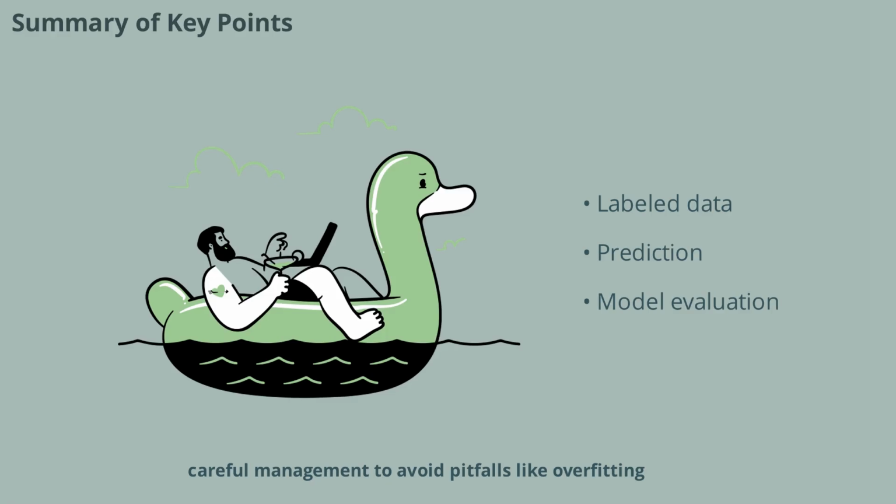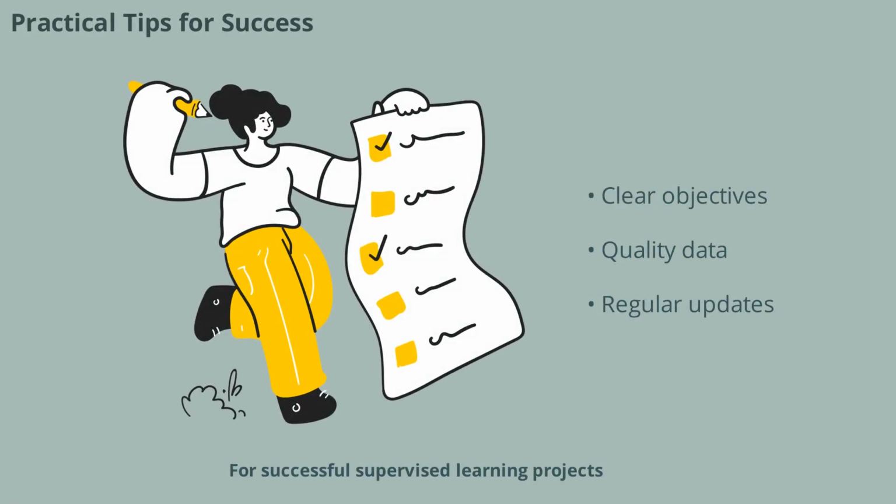For successful supervised learning projects, start with clear objectives and gather high-quality labeled data. Experiment with different models and tune hyperparameters for optimal performance. Regularly evaluate and update your models to keep them accurate and relevant as new data becomes available.